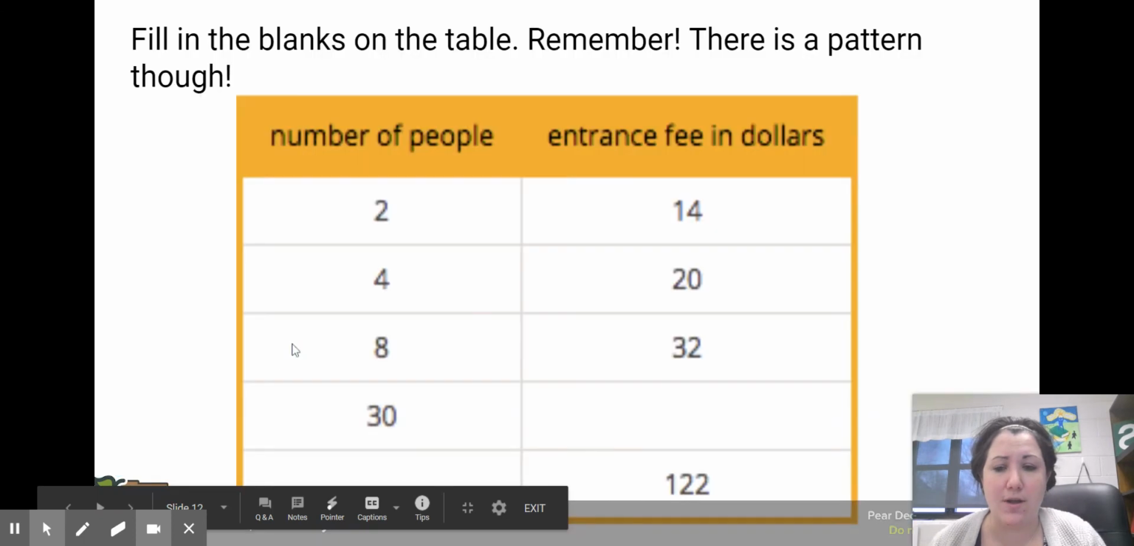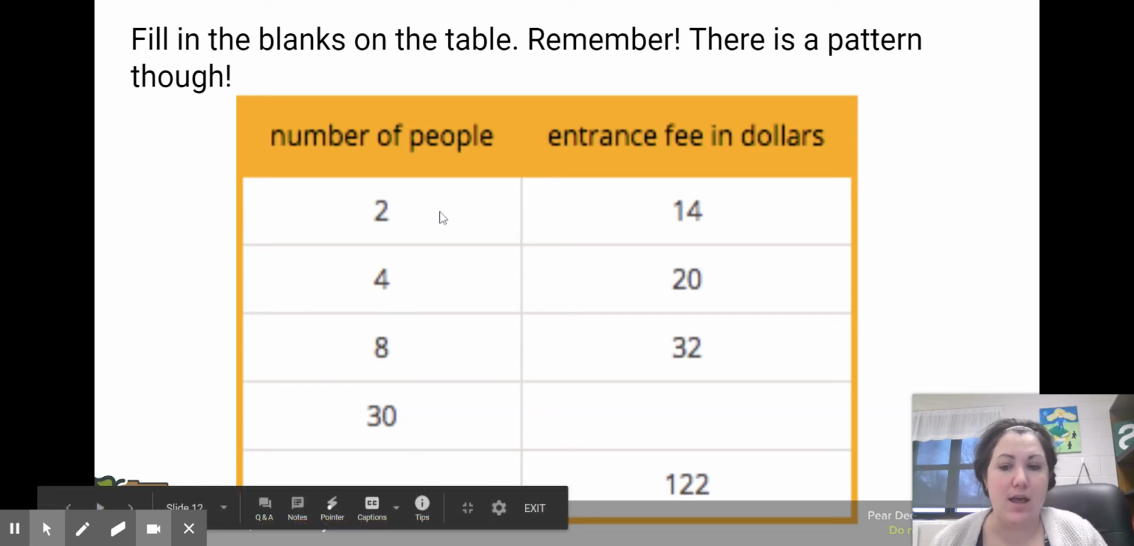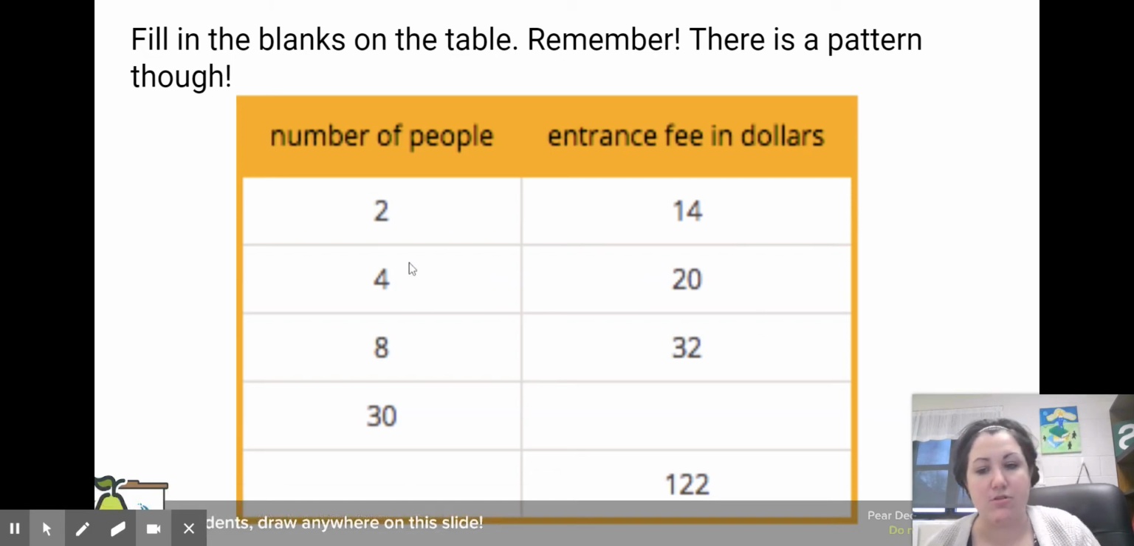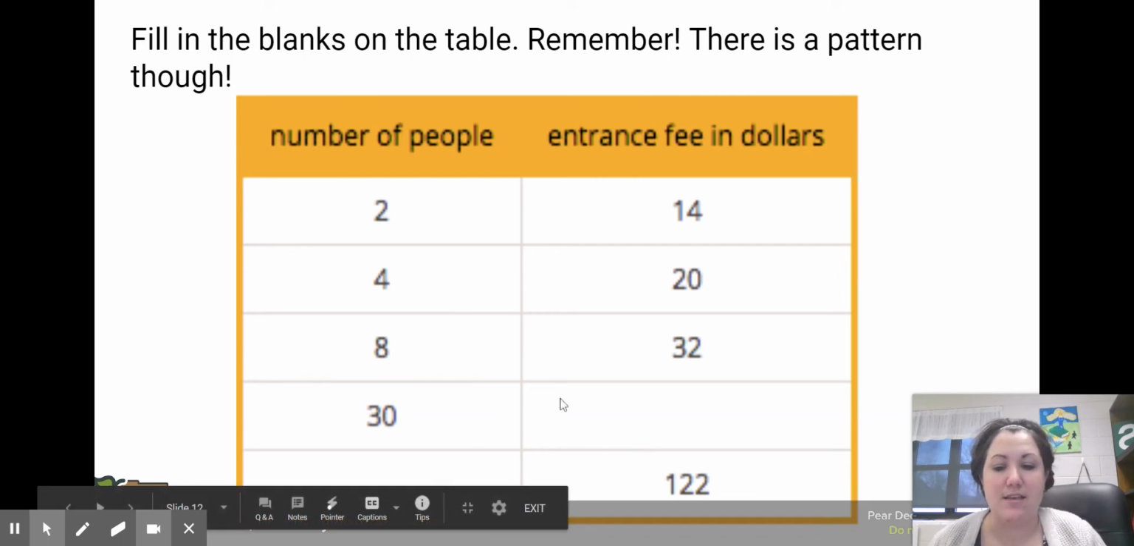So I first want to know what ways are not proportional. But next, I want you to really think about the table here. Think about going from here to here. What happened going from here to here? What happened going from here to here? Think about not necessarily going across, but going down. Think about how many more people, how many more is the entrance fee, to figure out these 2 spaces.